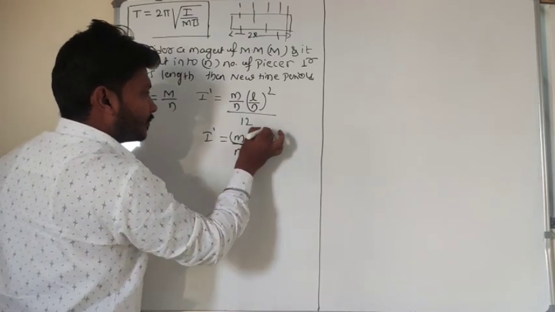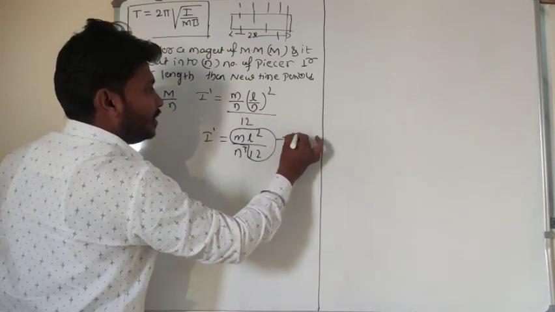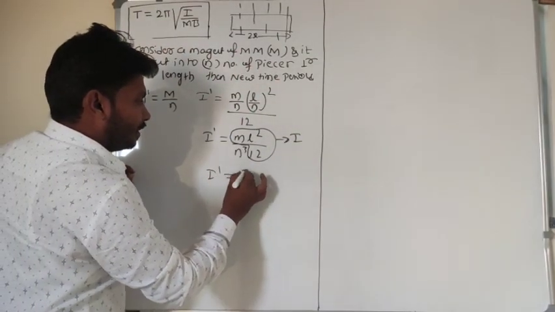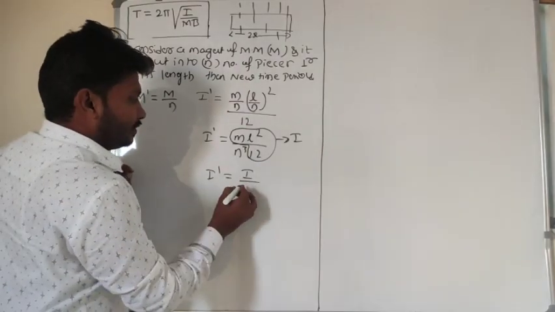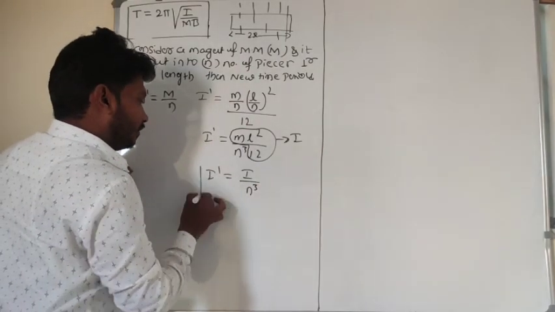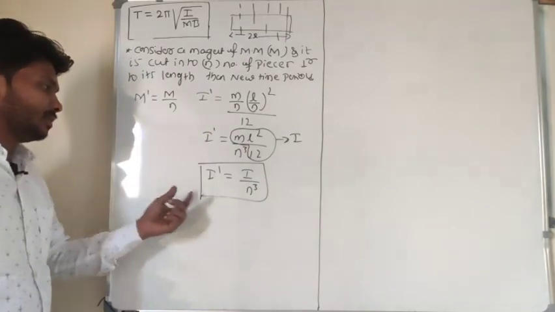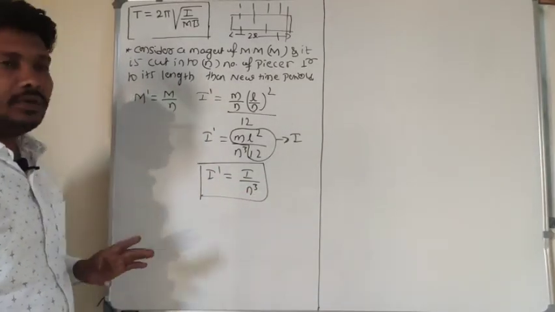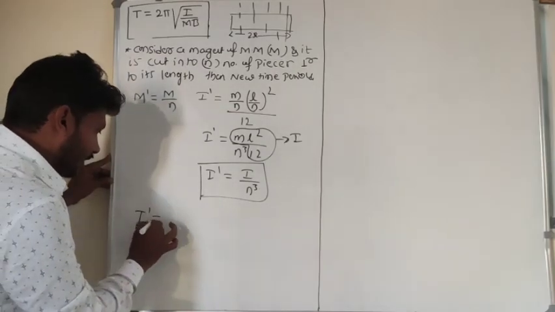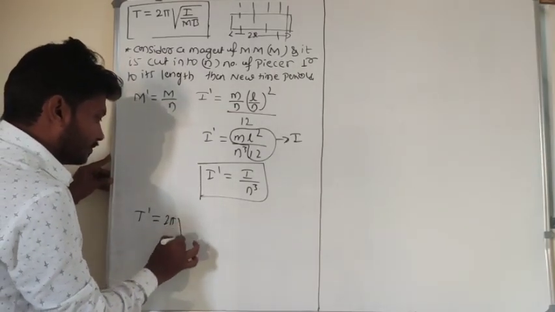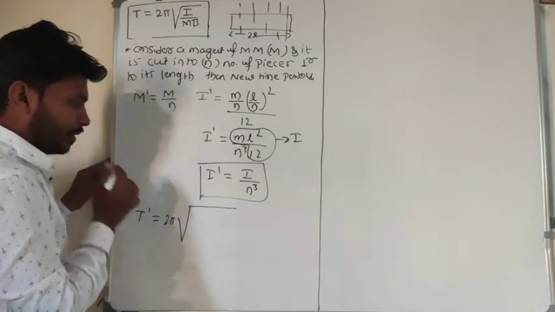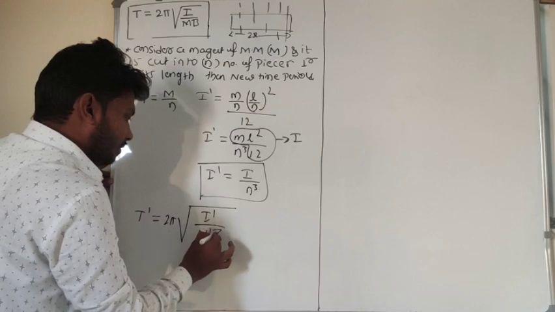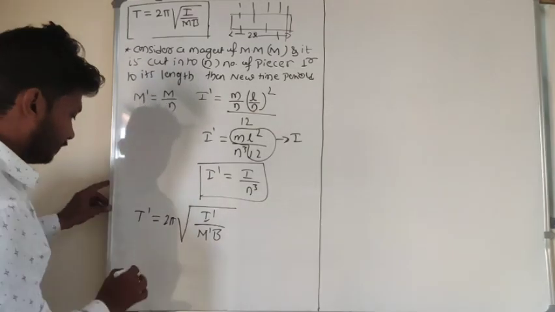This entire thing is the old moment of inertia, and the new moment of inertia will be I dash, which is equal to I divided by n cube. So you may remember this formula: I dash equals I by n cube, m dash equals m by n. Then the new time period T dash equals 2 pi into square root of I dash divided by m dash into B.